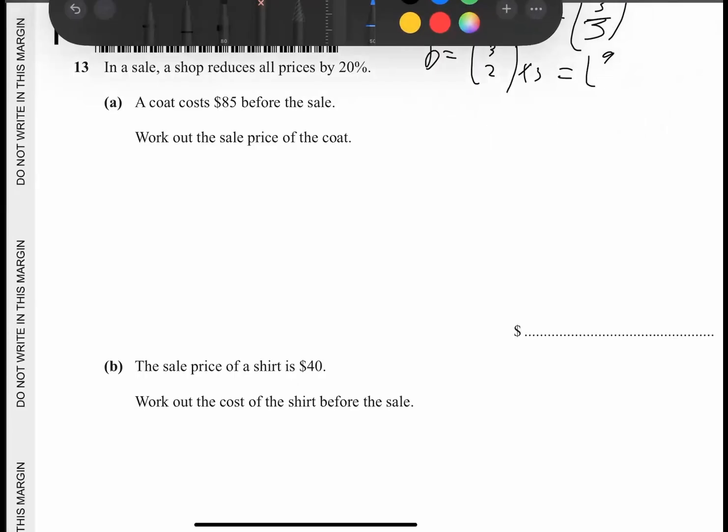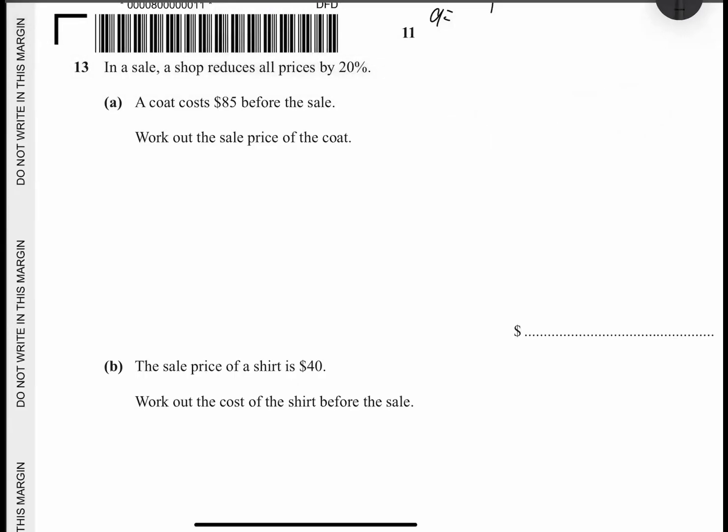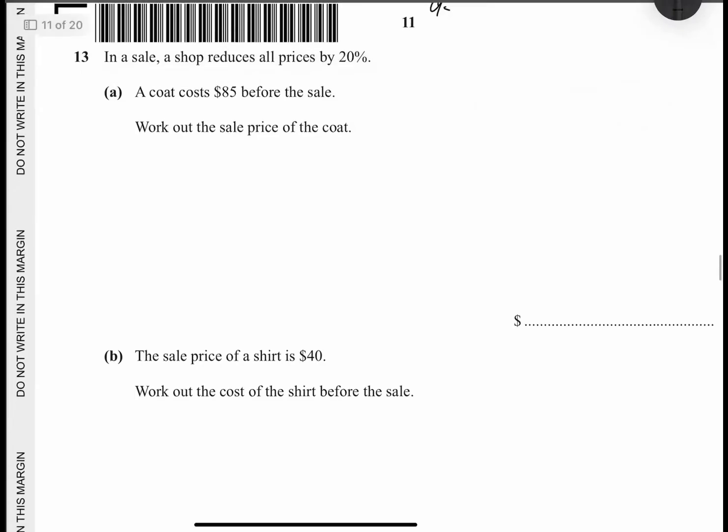I'm going to remove all of this so that we can solve the next question easily. In a sales shop, the shop reduces all prices by 20%. So notice it's all prices. A coat costs $85 before the sale. So 100% of the price is 85. After the sale, work out the price. So now it's 80% of the total price, and we need to find it. So 100x is equal to 85 into 80.